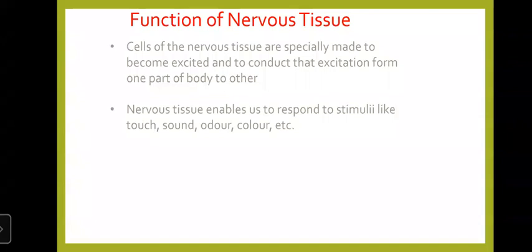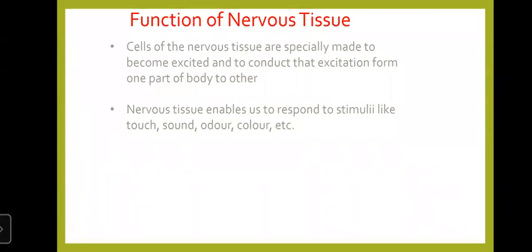Nervous tissues help us to respond to the stimuli, whatever the stimuli might be, whatever we receive from our environment or even within our body through the different sensory organs like your skin. From the skin, we get the stimuli of touch. From our ears, we can hear sound. By the nose, we can smell odor. By our eyes, we can see colors, or even the shape of an object.